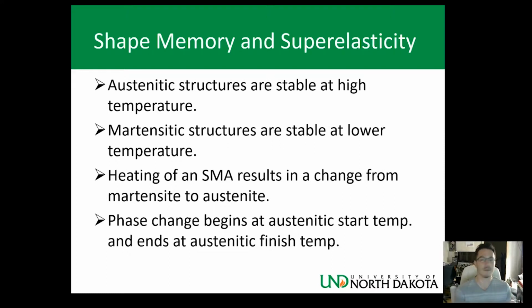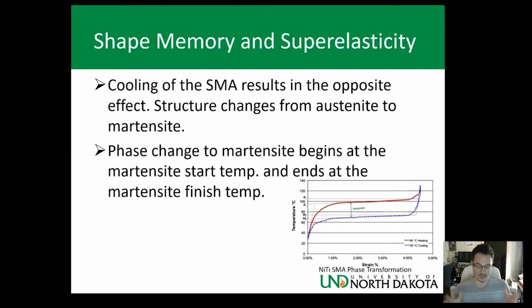So heating in SMA results in a change from the martensitic structure to the austenitic structure. And the phase change from martensitic to austenitic begins at the austenitic start temp and ends at the austenitic finish temp. Cooling is vice versa. Cooling in SMA, it goes from austenitic to martensitic.